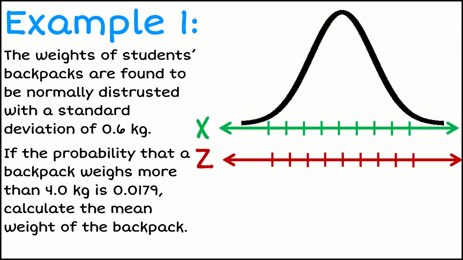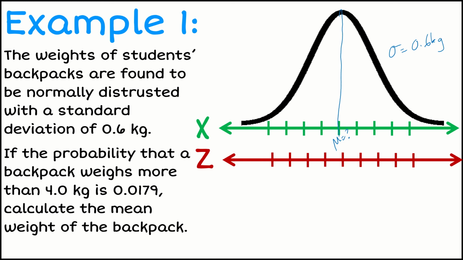So what we've got in this example is we have our weights of backpacks, and they're found to be normally distributed with a standard deviation of 0.6 kg. So what that tells me is my mean here in the middle, I don't know what that mean is, and that's what we need to work out. We do know that the standard deviation is 0.6 kg.